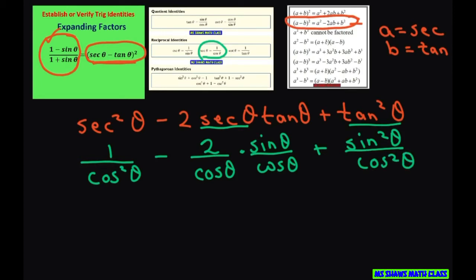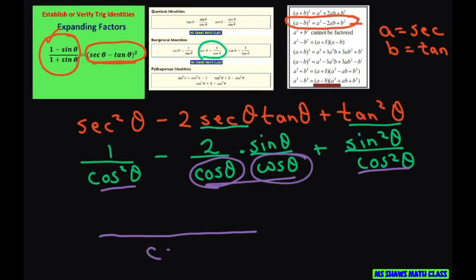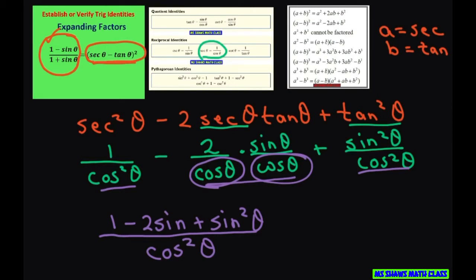Now looking at this, I'm going to group this together because our common denominator is cosine squared. Because you multiply these two, you get cosine squared. So each term has cosine squared. So we're left with 1 minus 2 sine plus sine squared theta. So we're back to this formula here. It looks like this side, and we're going to make it look like that side.